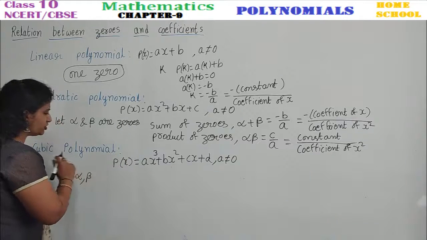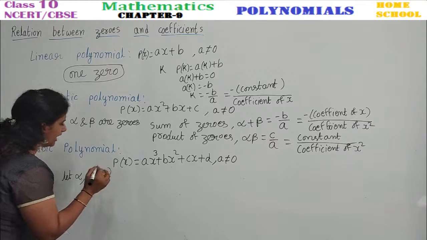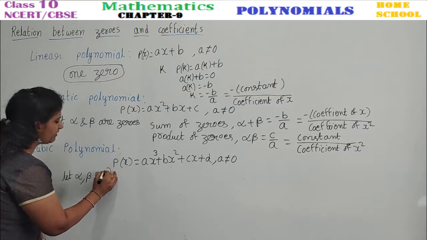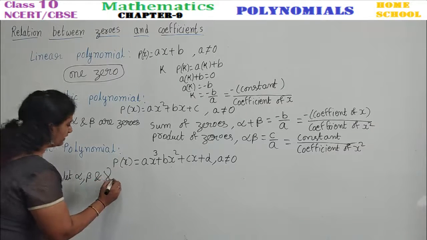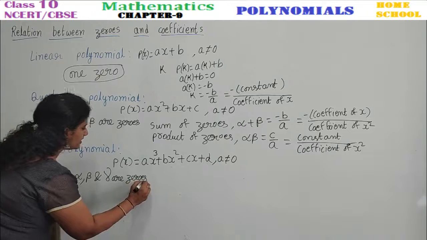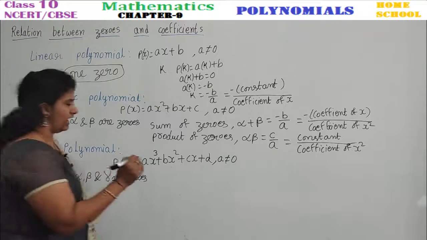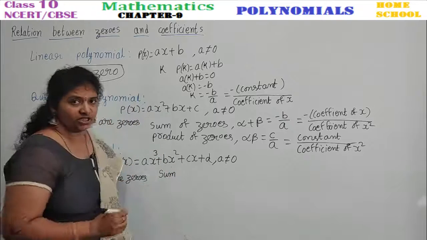Now let us assume a cubic polynomial, no? So alpha, beta and gamma. See the symbol carefully. Alpha, beta and gamma are the zeros of the polynomial. Let us assume they are the zeros of the polynomial. Now, how is it related with the zeros and coefficients?